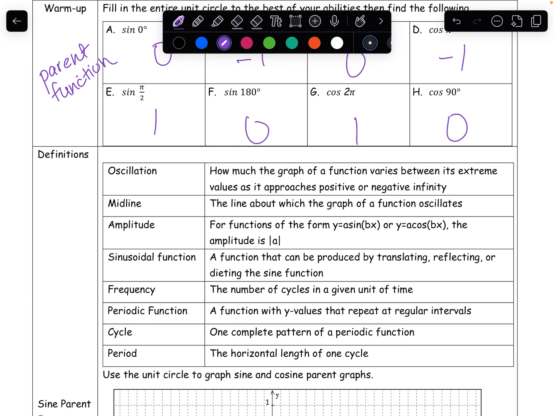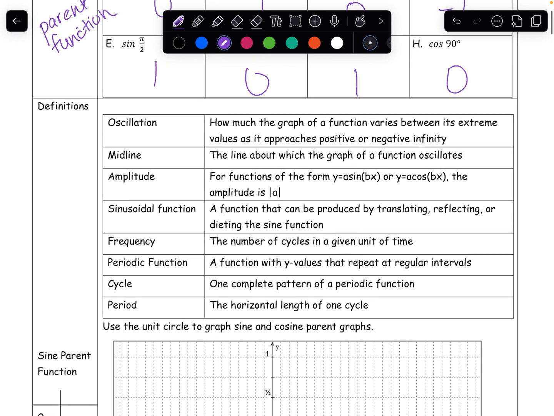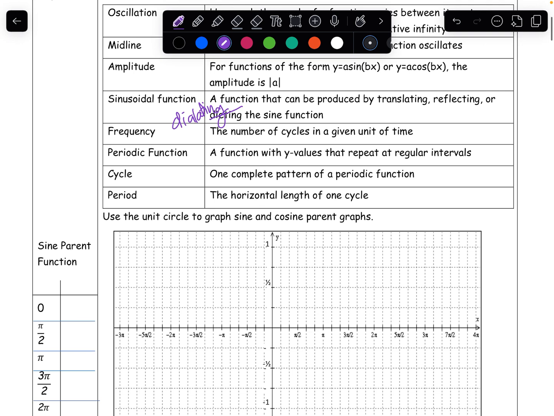A sinusoidal function is a function that can be produced by translating, reflecting, or dilating the sine function. So basically, we are creating these functions when we transform it. Frequency is the number of cycles in a given unit of time. A periodic function is a function with y values that repeat at regular intervals. A cycle is one complete pattern of a function, and then the period is the horizontal length of one cycle. So it's a lot of words, a lot of crazy new words.